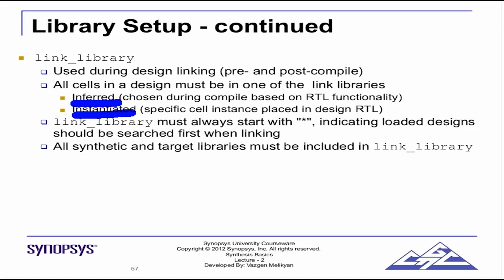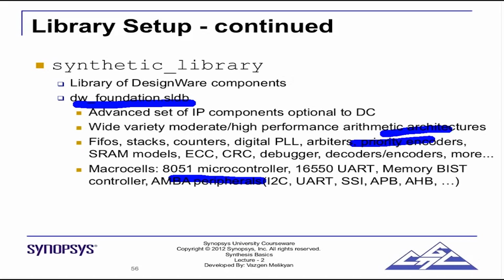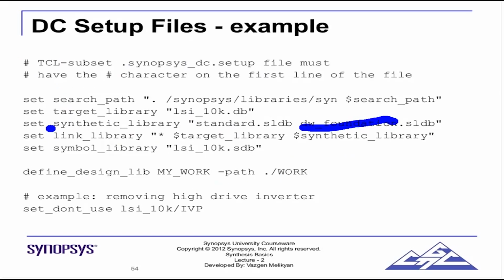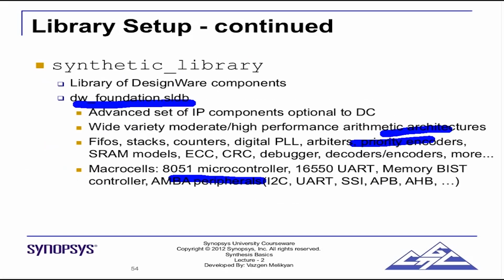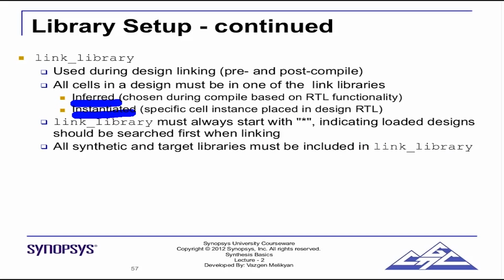Link library must always start with a star. This indicates that the loaded design should be searched first. All synthetic and target libraries must be included in the link library. This is the example here. The link library includes the target library, obviously, because when you synthesize, the corresponding netlist will have cells from the target library. So all the cells in the target library should be part of the link library. So the link library has the designs loaded from memory, the target library, and the synthetic library. These concepts will be very clear when you start using design compiler. If something is not clear at this point, you could always go to the tool, start using it, and things will become much more clear.